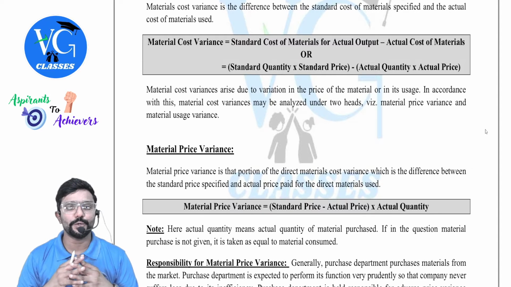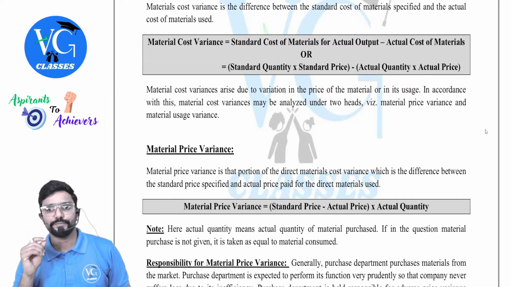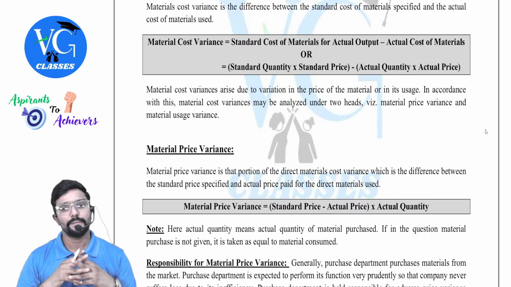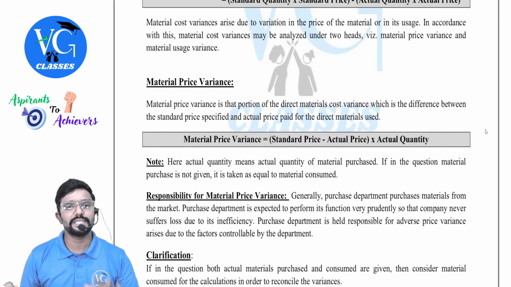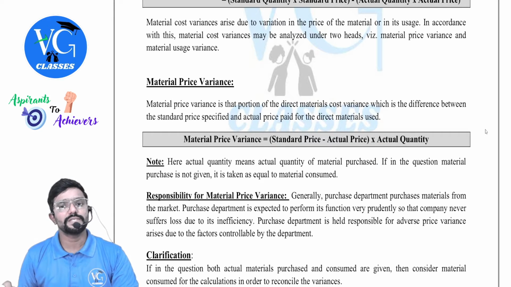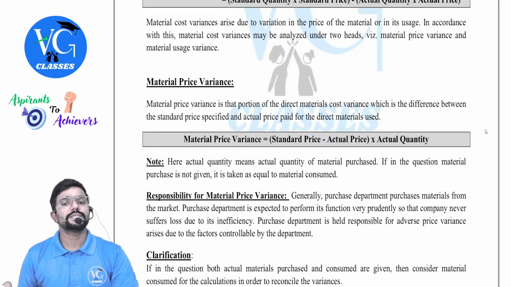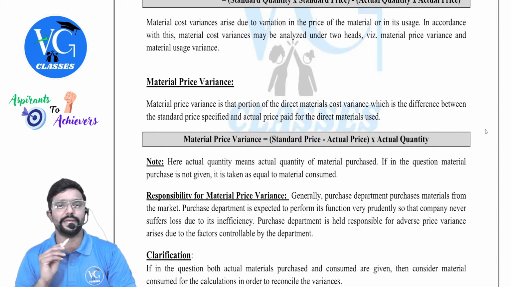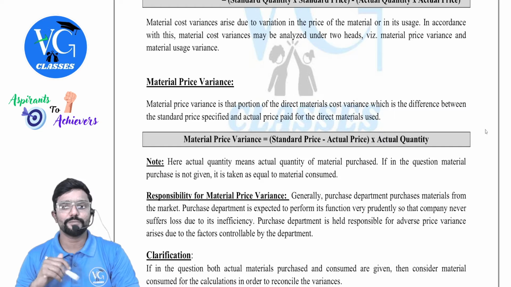Material cost variance arises due to variation in the price of material or its usage. What will be the reason for this material cost variance, guys? Either the price or usage. In accordance with this, material cost variances may be analyzed under two heads: material price variance and material usage variance. Material price variance is that portion of direct material cost variance which is the difference between the standard price specified and the actual price paid for the direct material used. Means how much you are supposed to pay minus how much you actually paid. Material price variance is equal to standard price minus actual price into what?